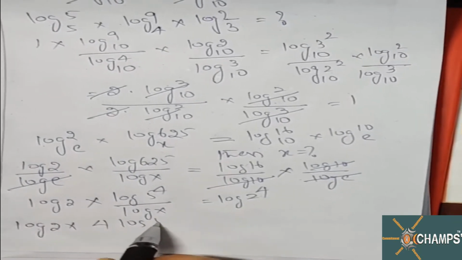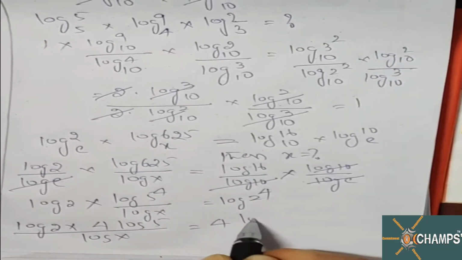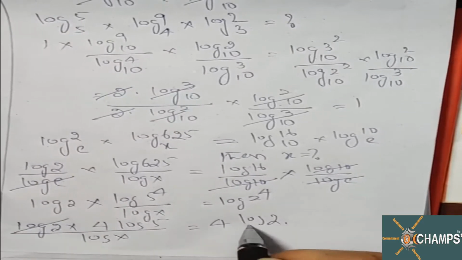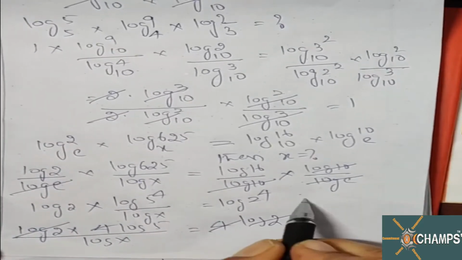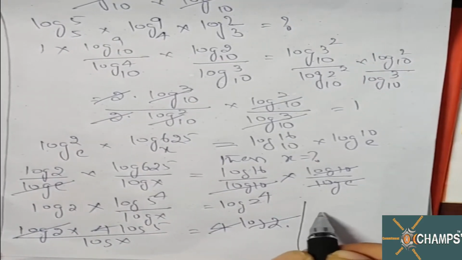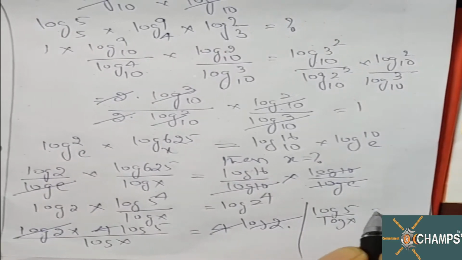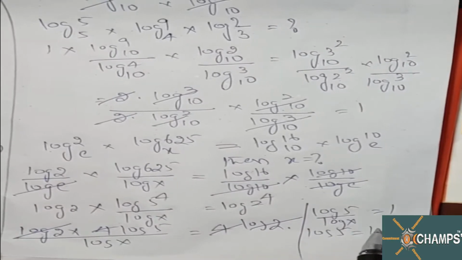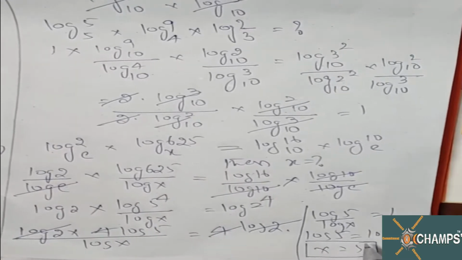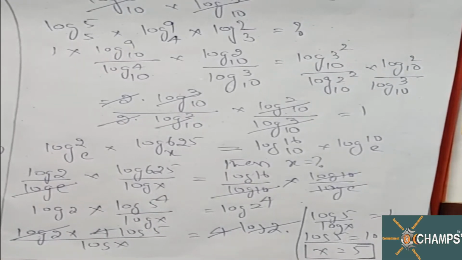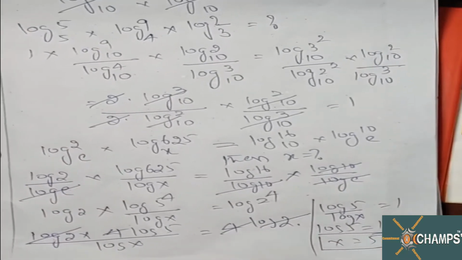Log 2 into 4 log 5 divided by log x is equal to 4 into log 2. Log 2 cancels, 4 cancels. Log 5 by log x is equal to 1. So log 5 is equal to log x, so x is equal to 5. This is the answer to the given question.